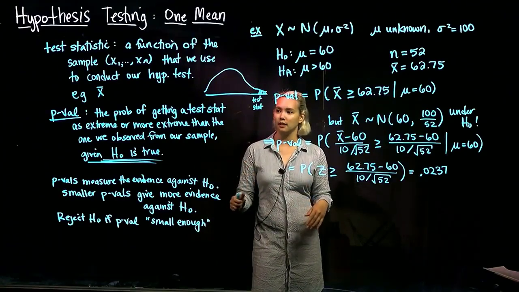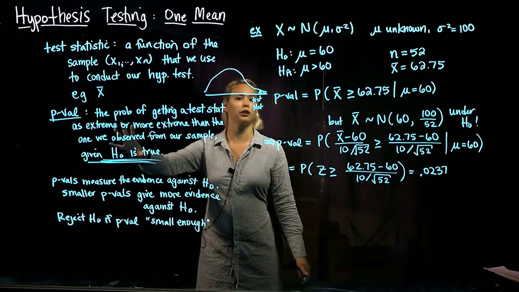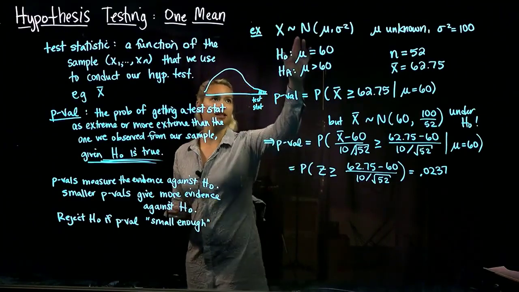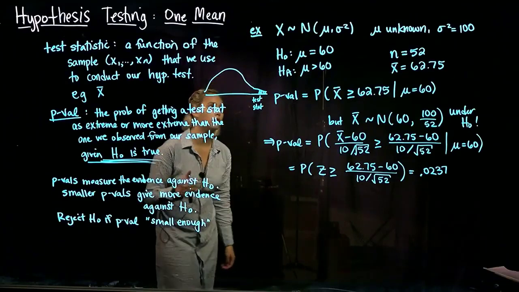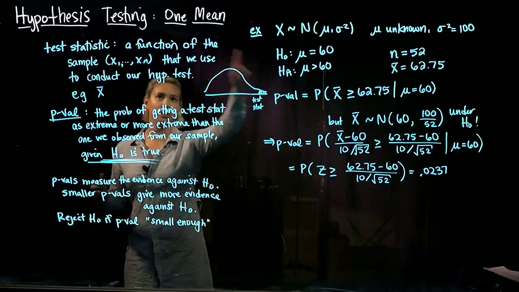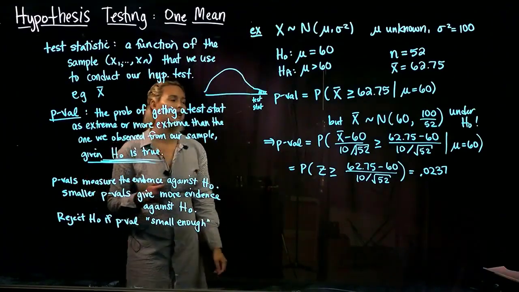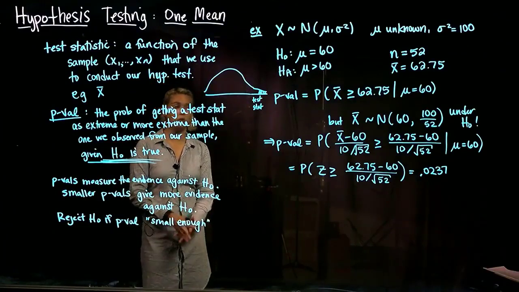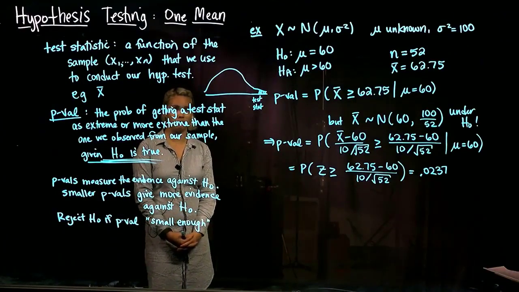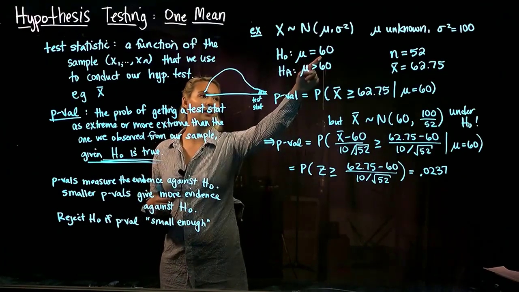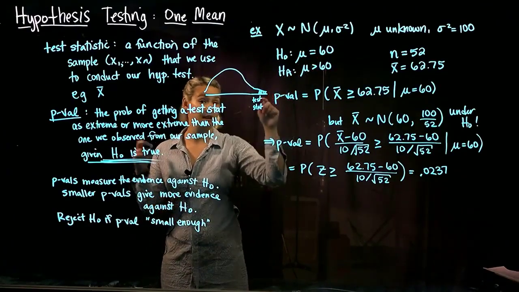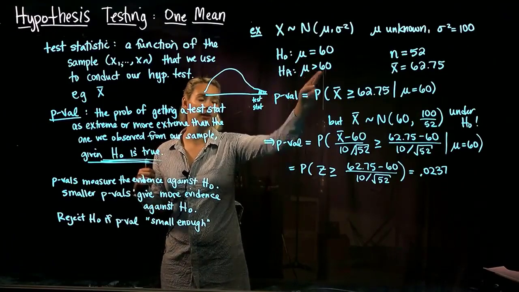All right, so let's see an example of calculating this p-value. So in this example, we have a normal distribution, mean mu, variance sigma squared. Mu is unknown because we're doing hypothesis testing for a mean, and assume that sigma squared is known and it's equal to 100. All right, so our null hypothesis perhaps is mu equals 60, and the alternative is the composite hypothesis, mu is greater than 60.